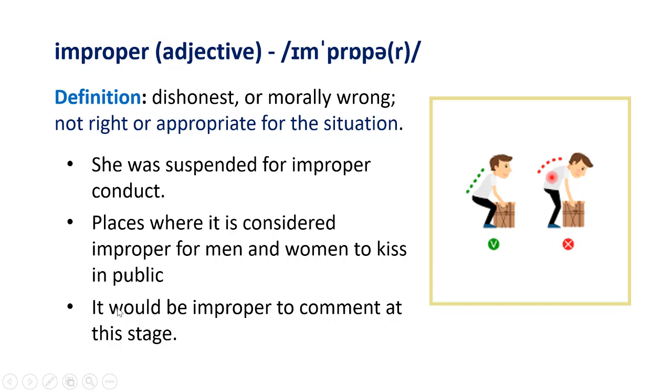And for the final example, for the second meaning, not right or appropriate for the situation: it would be improper to comment at this stage. I will take an example like this, such as your friend who wants to establish a business. Your friend discusses his plan with you, and you say that you should not establish this kind of business at this time and in this place, as you will fail and you will lose a lot of money.